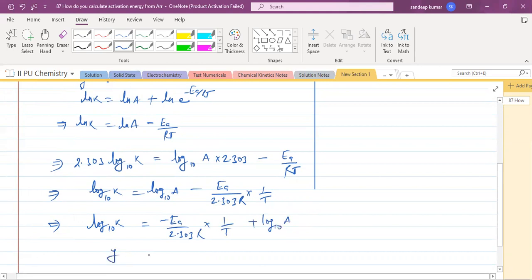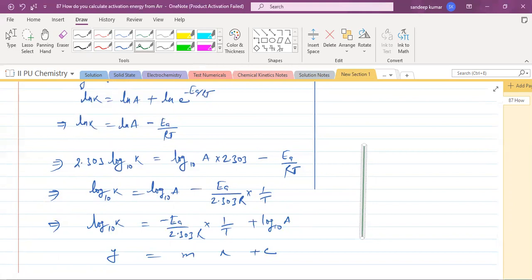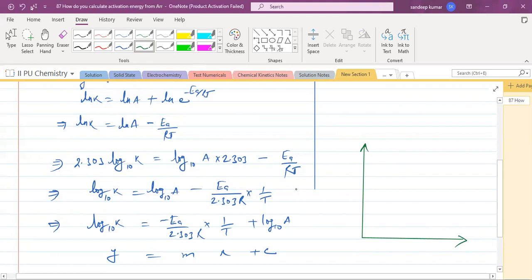So here you can see this is the equation of a straight line, y is equal to mx plus c. So when you plot the graph of log k versus 1 by T, the graph will be like this. Along the y-axis log k is there, and along the x-axis 1 by T. The slope is negative, right? So the graph will go like this.